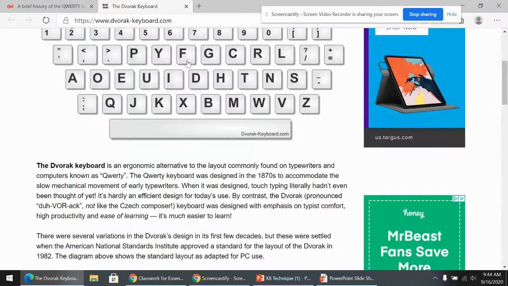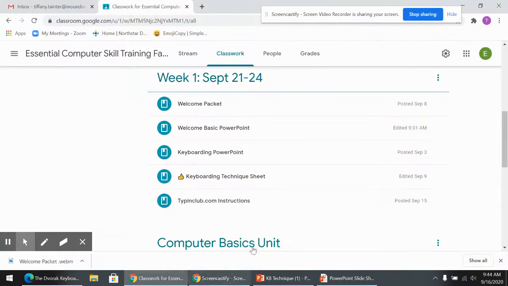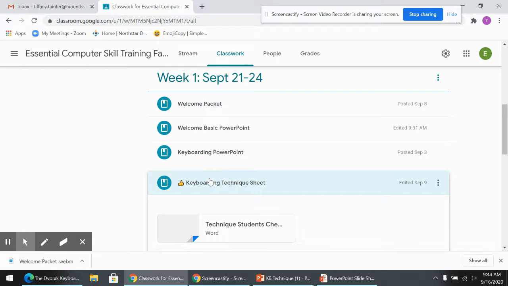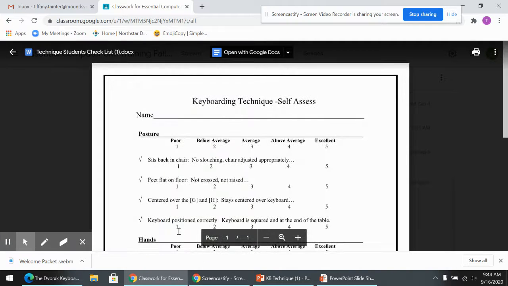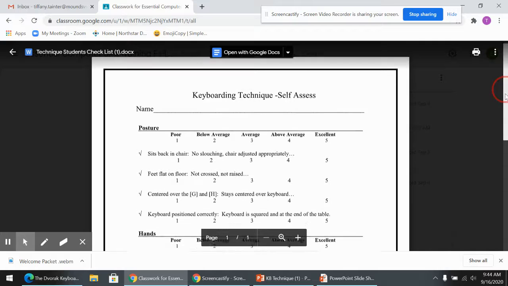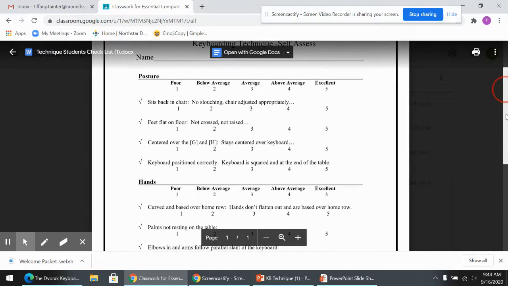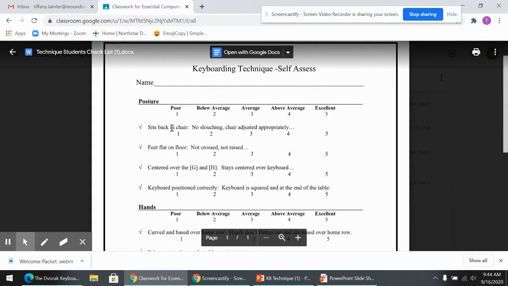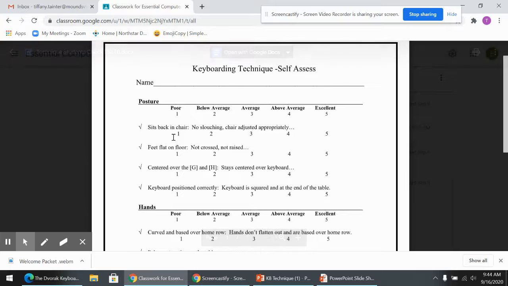All right, I'm going to go back to where our Google Classroom is. And I mentioned this keyboarding technique, and it's found right here. This is also found in your packet that you picked up. What we would like you to do is rate yourself. Do you sit back in the chair? Do you not slouch? Is the chair adjusted?